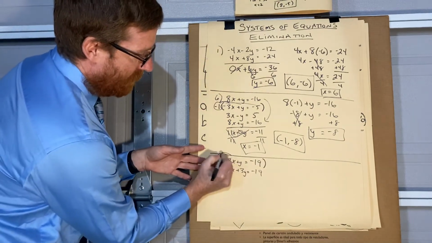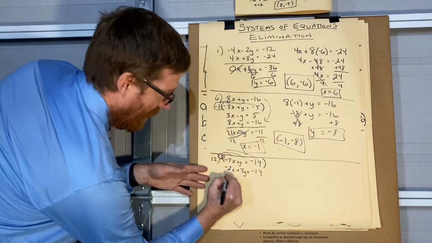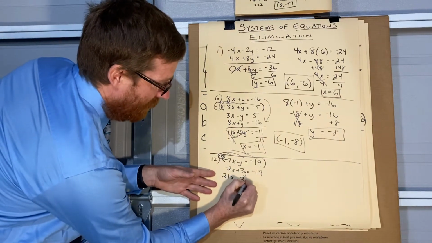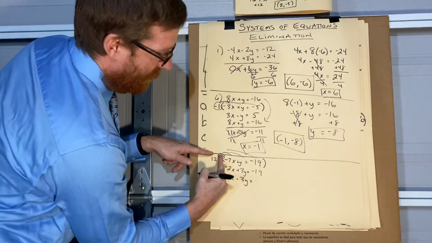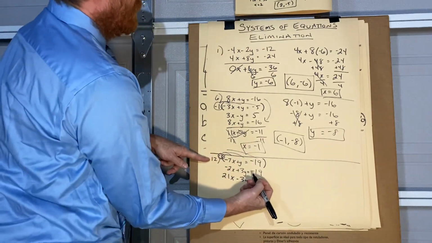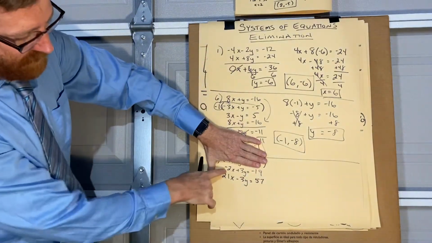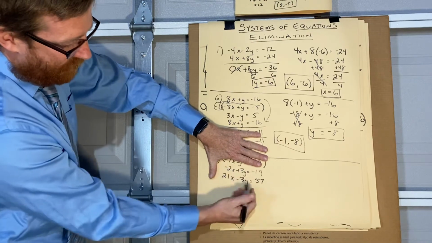Remember, that has to distribute into all three pieces. -3 times -7 is +21x. -3 times +1y is -3y. You see those matching up right now. That's nice. And you have a -3 times a -19, which is a +57. I don't really have to rewrite that equation. I have them lined up right here.